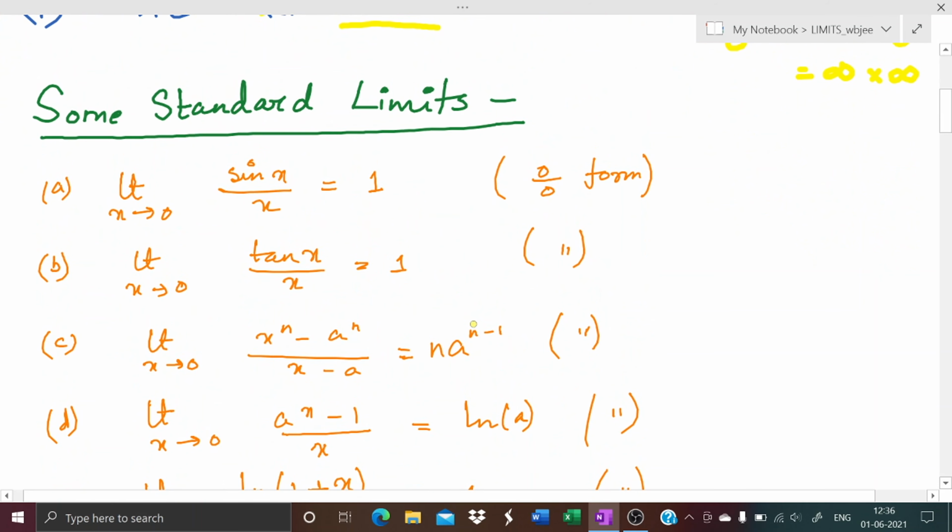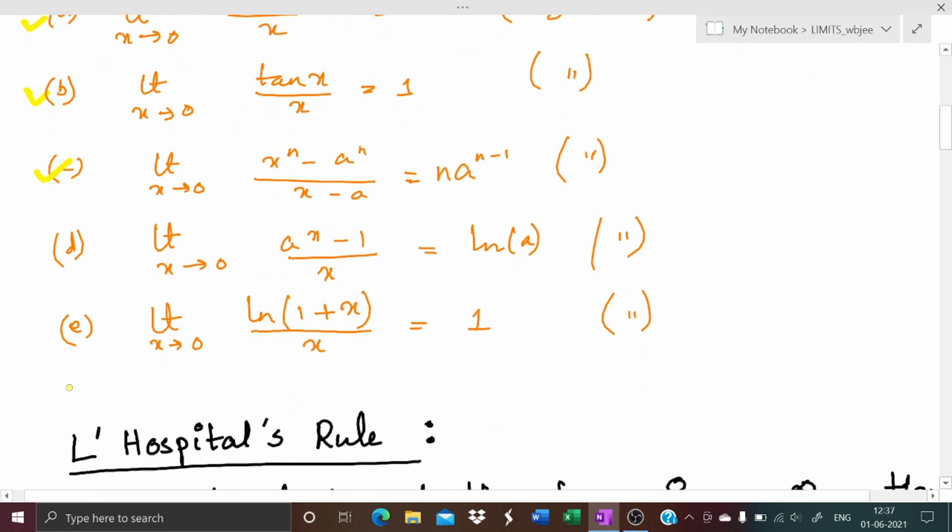Okay, now we will discuss some standard limits which we will directly use. We will bring the expression in this form and we will directly use the values. So these are the formulas. Limit x tends to 0, sin x by x is 1, tan x by x is 1, x to the power n minus a to the power n by x minus a is n a to the power n minus 1, and limit x tends to 0, a to the power x minus 1 by x is ln a, and limit x tends to 0, ln of 1 plus x by x equals 1.